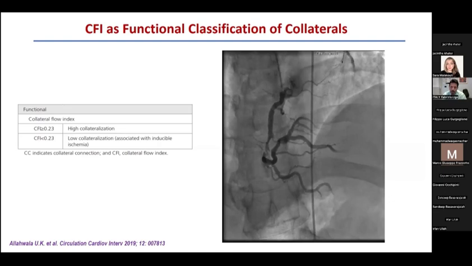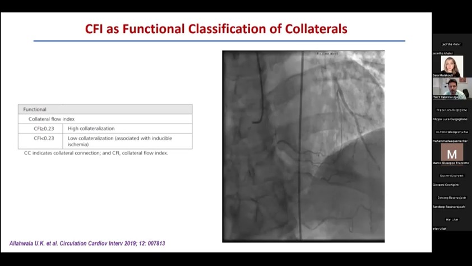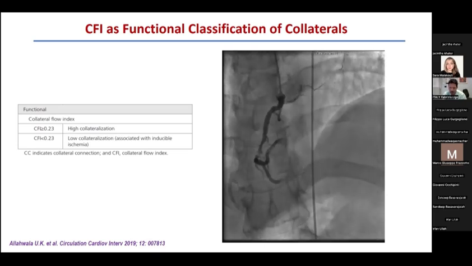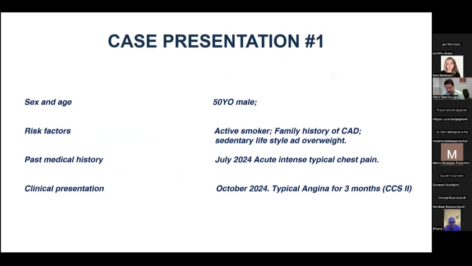By the way, pay attention, because we don't use this kind of classification. This functional collateral flow index is not used because it is speculative and experimental. We need to occlude the vessel and check with the probe the distal pressure after the occlusion, to measure the occlusion pressure and its ratio with central venous pressure. So it is impossible to have this index in normal cases, and we use the first two anatomical classifications.